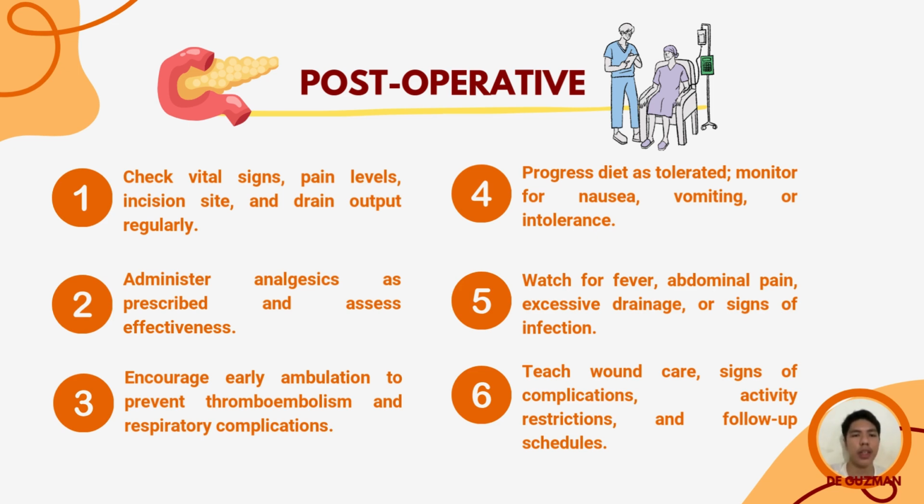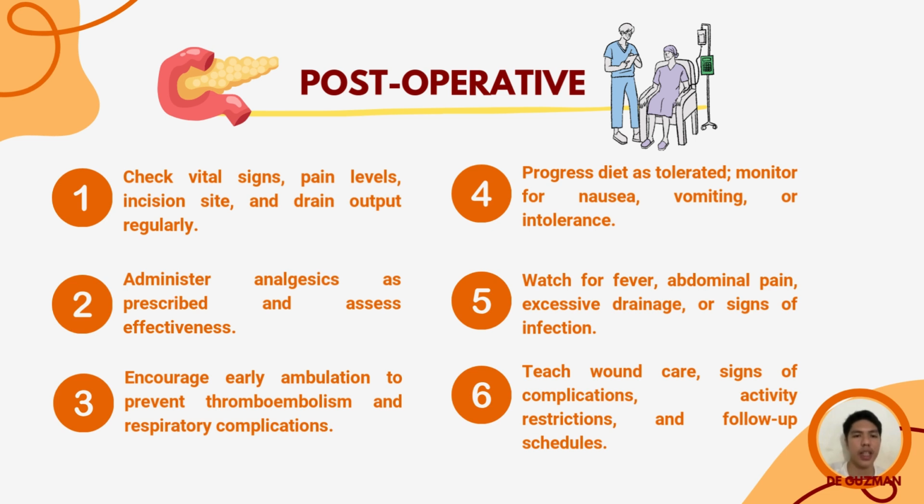Fourth, diet progression. Start with clear liquids and gradually introduce solid food as the patient tolerates. Next is to monitor for nausea, vomiting, or difficulty in digesting food. Adjust the plan as necessary for the patient's needs. And fifth is watch out for any complications. Be alert for fever, increasing abdominal pain, excessive drainage, or signs of infection at the incision site. Report any concerning changes immediately to the doctor or the nurses on duty.